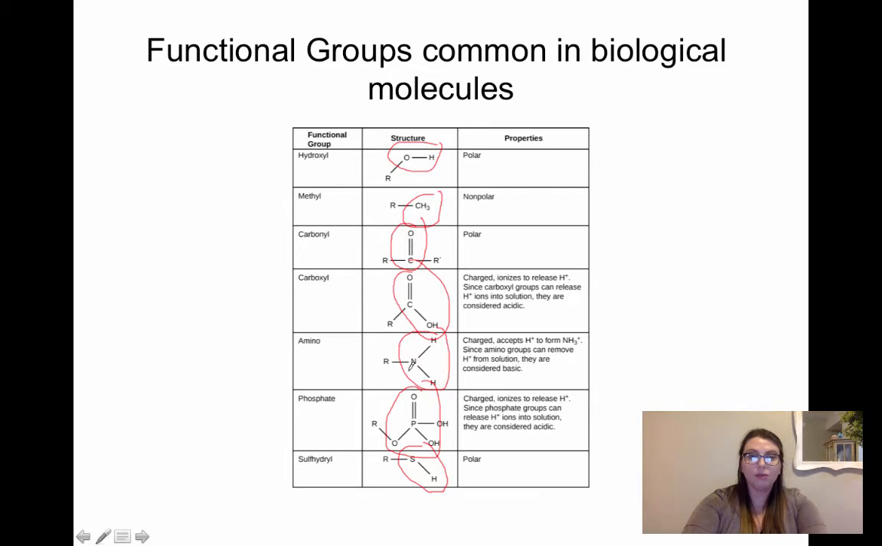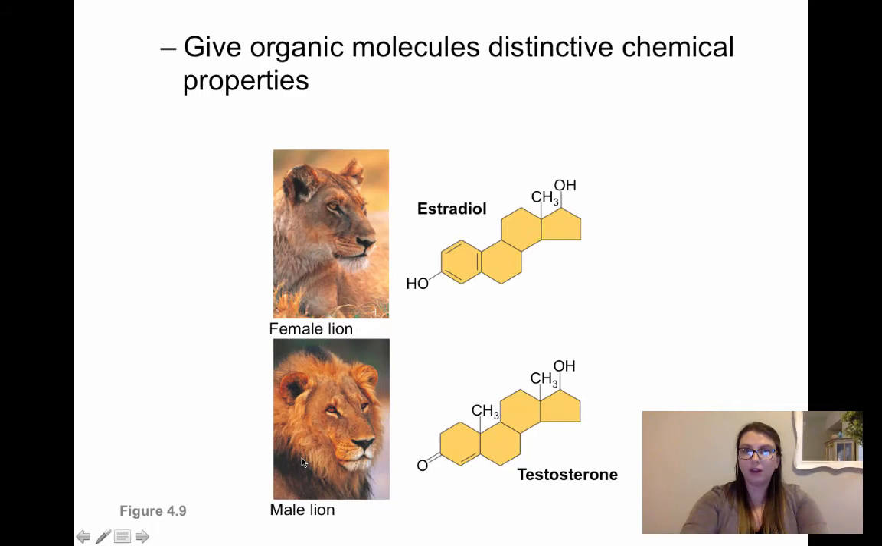And you can kind of put some clues together. You see that the amino, just think N. And then, of course, the phosphate has a P, and the sulfhydryl has an S. So just some little clues to help you guys.